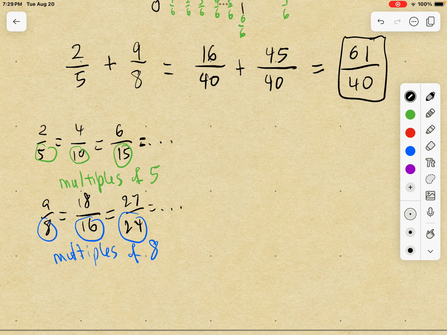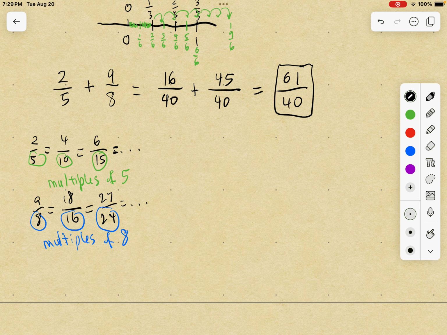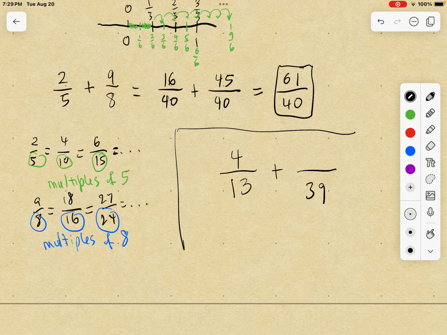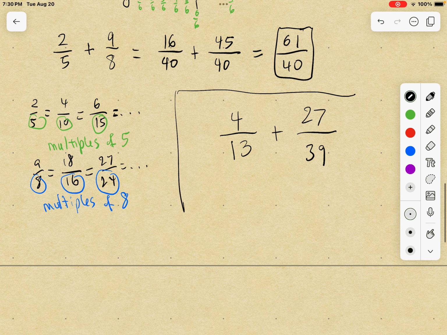And so hopefully this explains why we need a common denominator and how to get a common denominator. Now for more complicated fractions, in this example you could do 5 times 8. And in general you can do that, but if you had something like 4 over 13 plus 17 over 39, you wouldn't want to multiply 13 and 39 because it's too big.